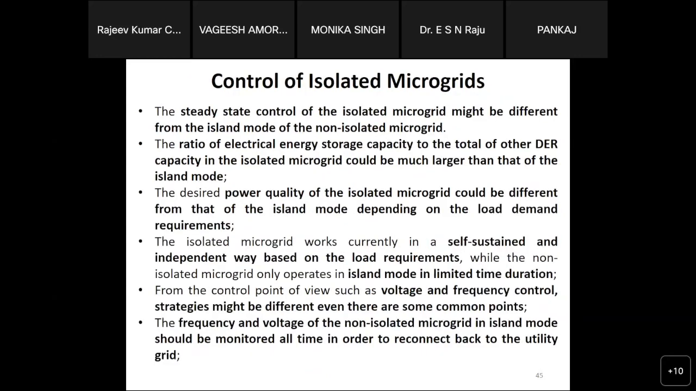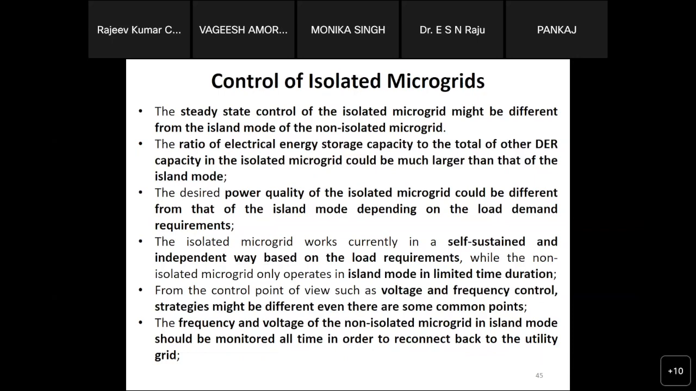Coming to the control of the isolated microgrids, here we have to see the difference between the control of the non-isolated microgrid in the islanding mode of operation and the control of the isolated microgrid. The control of the non-isolated microgrid in the islanding mode is completely different from the control of the isolated microgrid, since an isolated microgrid means there won't be any option from the main grid. Then the microgrid itself has to take care of each and everything.